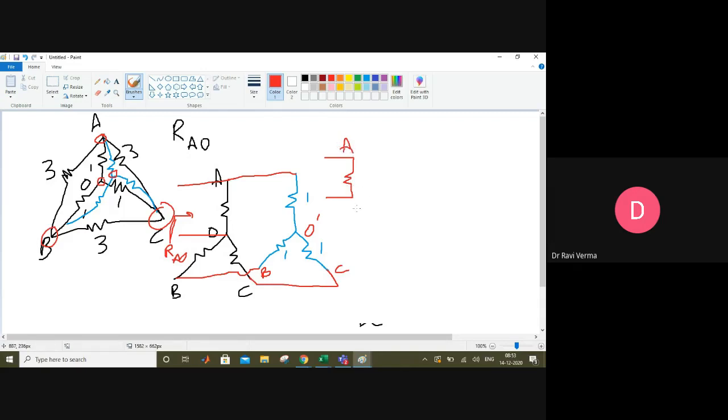Any doubt up to here? No, sir. Good. So R2O is 1 ohm. O to B is 1 ohm. Then B to B dash, O dash is also 1 ohm. And O dash to A is also 1 ohm.